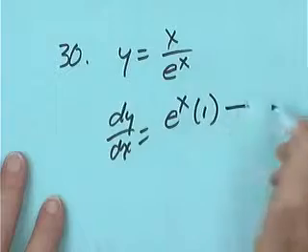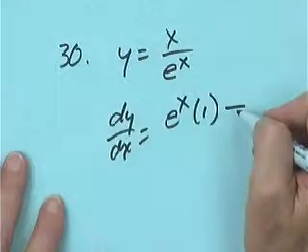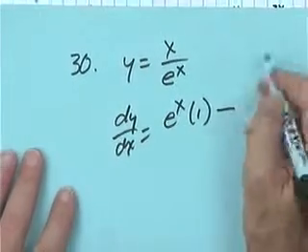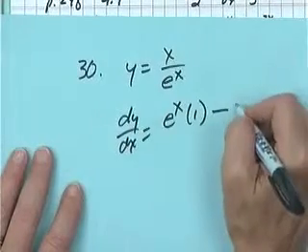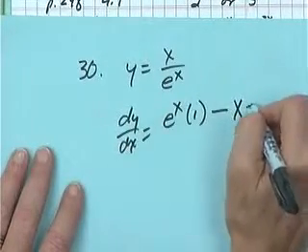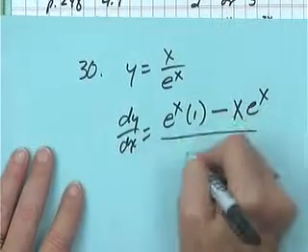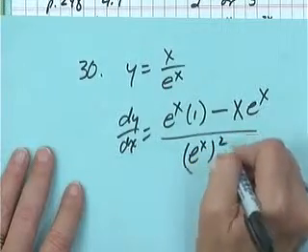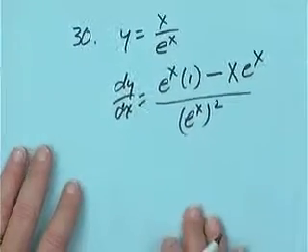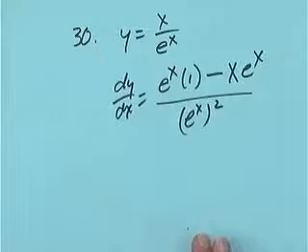Thank you. Minus x. Minus. Did I hear a plus? Minus. It's minus. Okay, minus x times e to the x over e to the x squared. Okay, let's go ahead and simplify this while we're at it. Let's just simplify.